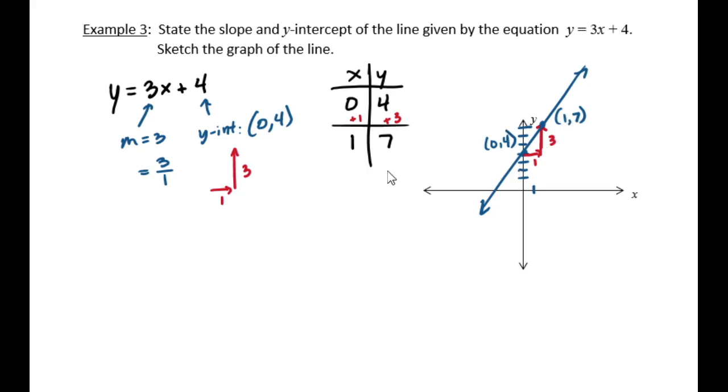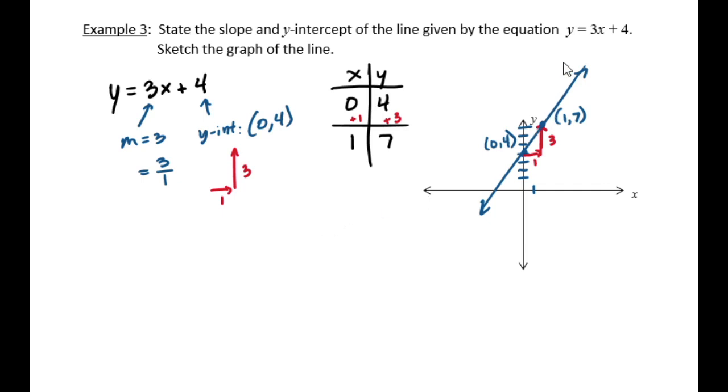You can also construct a table of values the same way we did in the previous lesson. You can plug in any number you want for x and evaluate this to get the y-coordinate. So when x is equal to 1, we get 3 times 1 plus 4, which is equal to 7. When x is equal to 2, we get 3 times 2 is 6, plus 4 is equal to 10. So (2, 10) will be another point on this line. But the point of this lesson is to use the slope to find other ordered pairs.